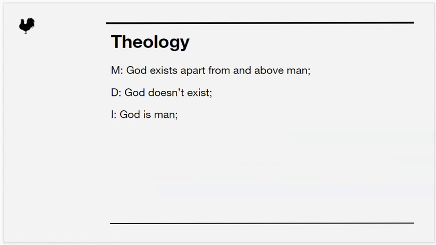And then there's just a bunch more examples here. Let's just go through these quickly. Theology: M would be God exists apart from and above man. D would be God doesn't exist. And I would be God is man. God is a projection of what man is.